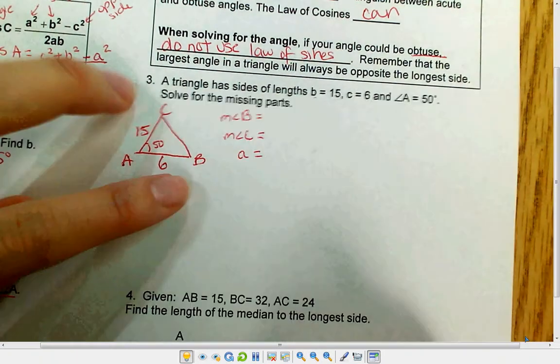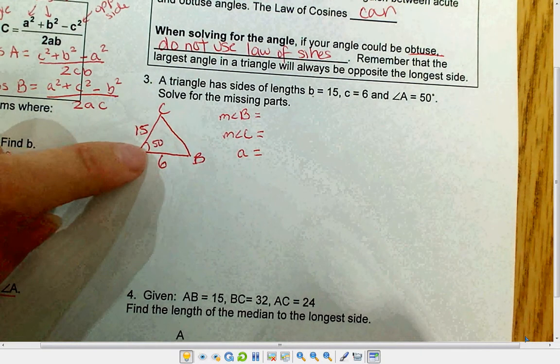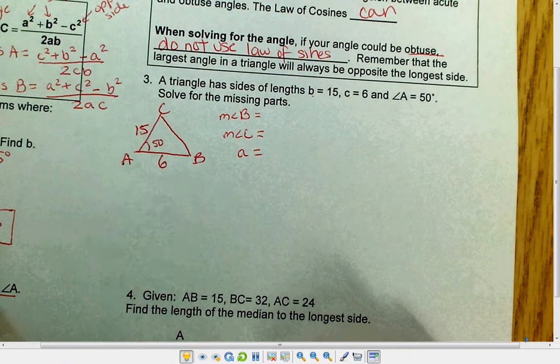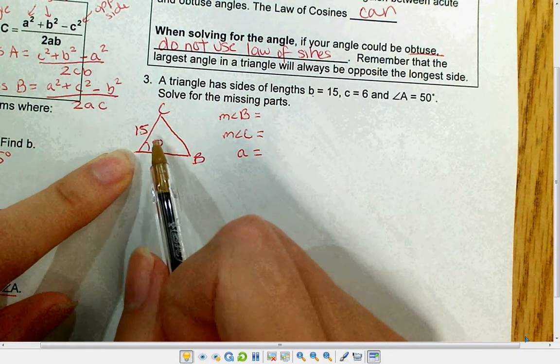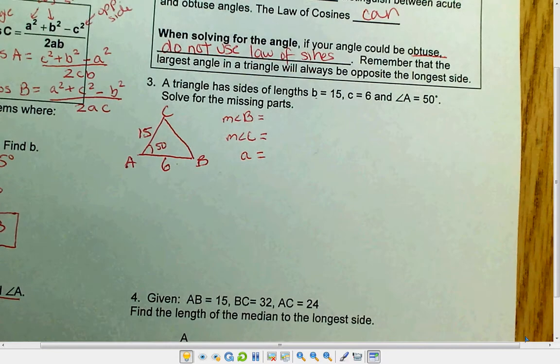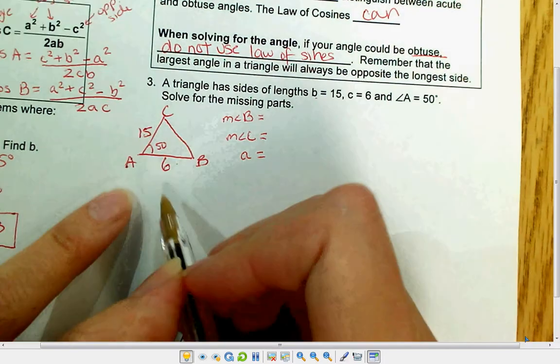So because we have two sides and the included angle, notice we can't use law of sines here because we don't have a pair and we also don't have two angles. So there's no way we could solve this using law of sines. So we're going to solve this using law of cosines.